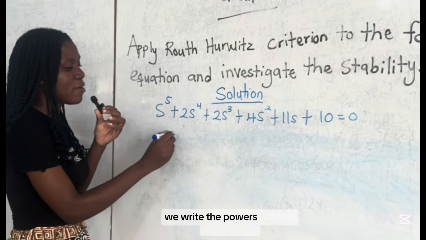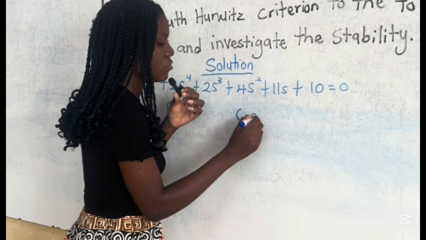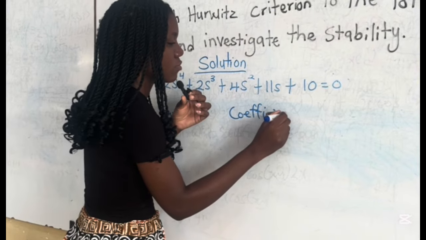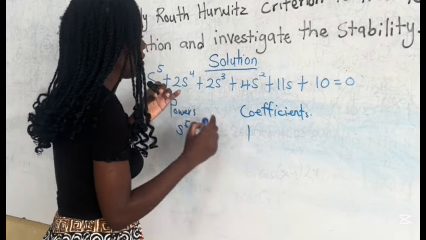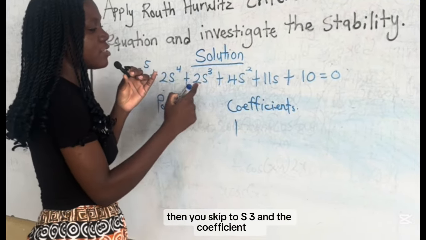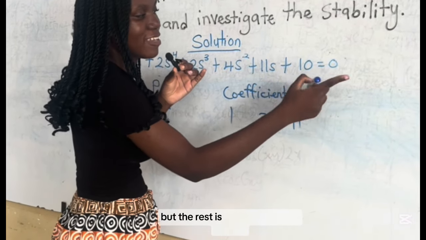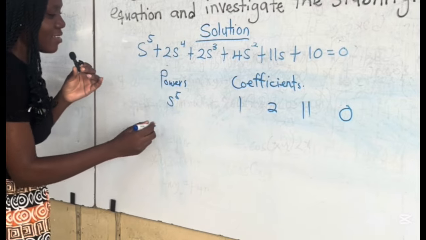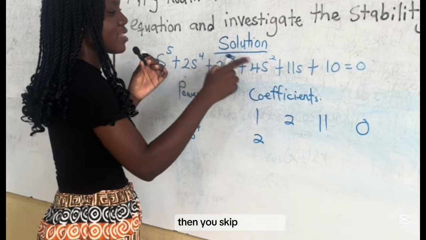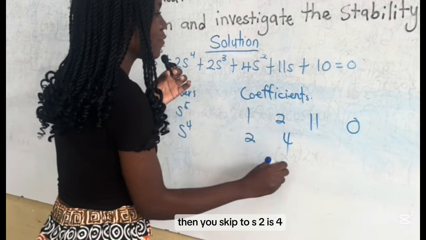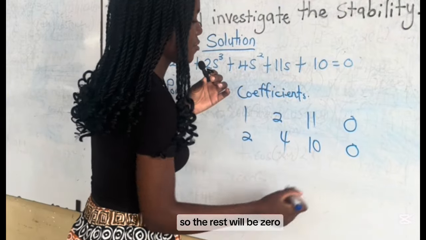So first of all, we write the powers and the coefficients. The coefficient of S^5 is 1. Then you skip to S^3 and the coefficient is 2. Then you skip to S, the coefficient is 11, but the rest is not there, so you write 0. Then you come to S^4. The coefficient of S^4 is 2. Then you skip to S^2, which is 4. Then you skip to the constant term, and it's 10. So the rest will be 0.